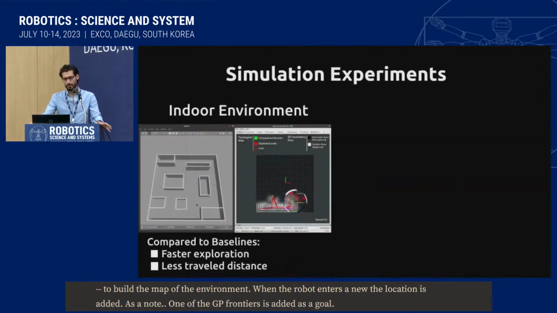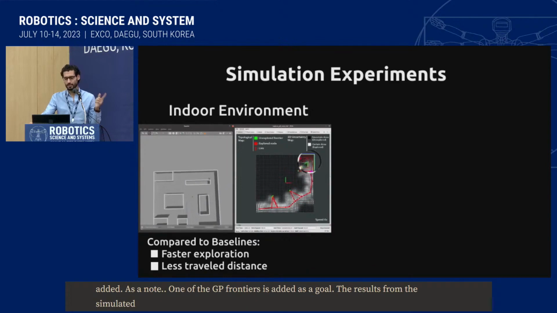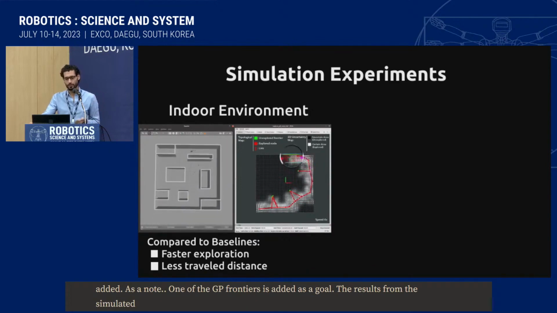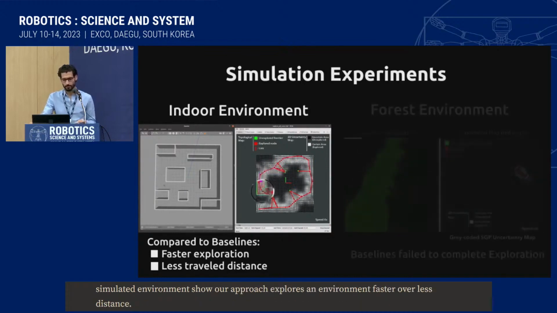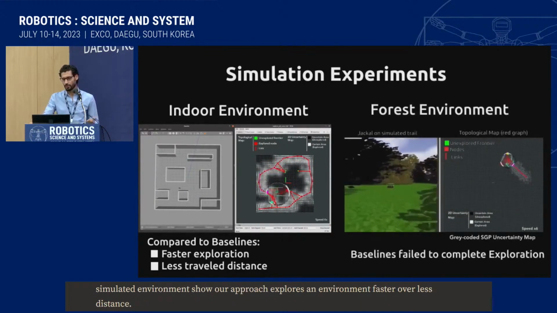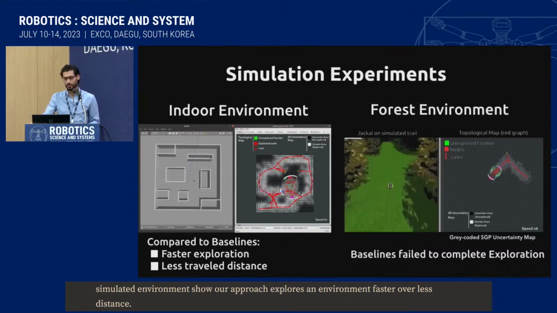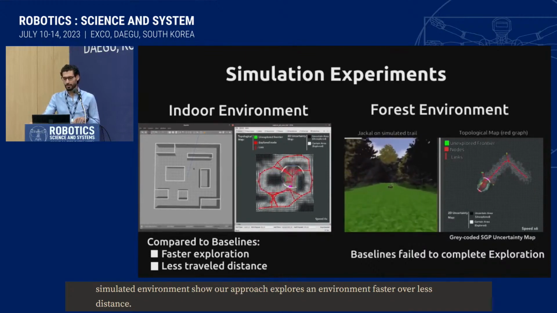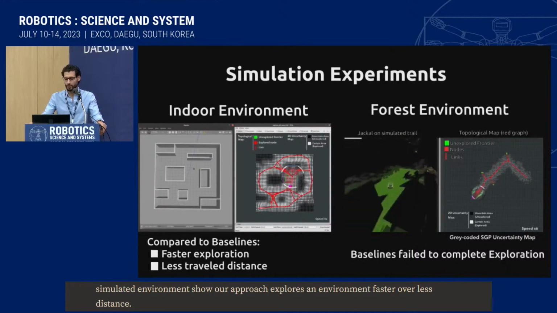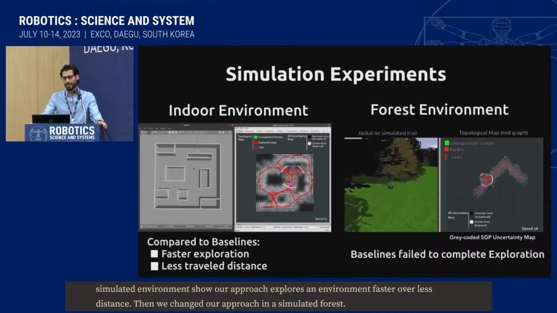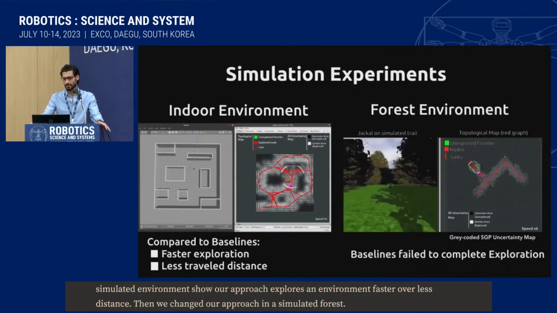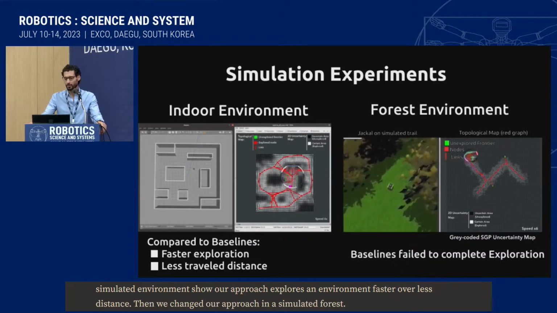The results from the simulated indoor environment show that our approach explores the environment faster and with less travel distance than the state-of-the-art frontier exploration and the graph-based exploration. Then we tested our approach in a simulated unstructured forest, where the smoothness property of the GP was able to handle the noisy point cloud and detect correct frontiers at a trail intersection, where the baseline failed to complete the exploration.